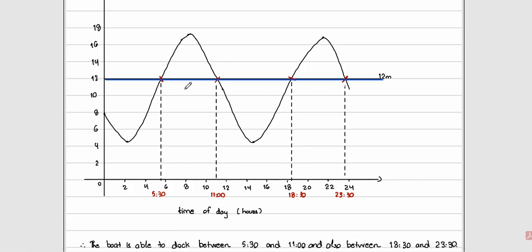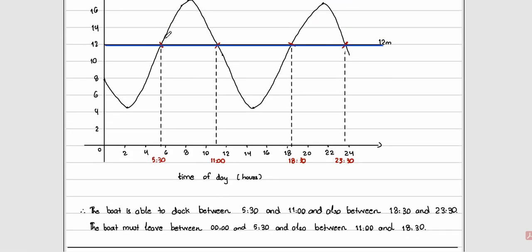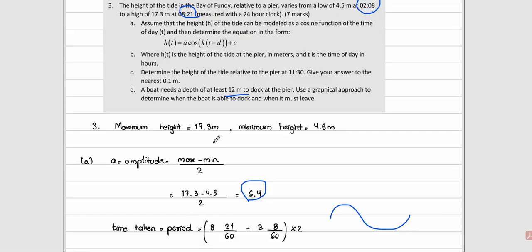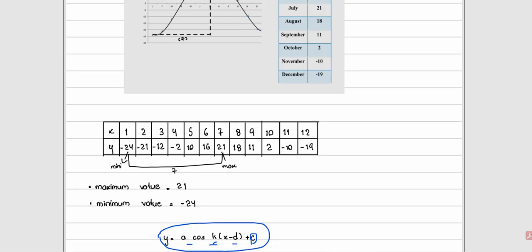So the boat is able to dock between these times when the tide is high, and also between 18:30 and 23:30. These are the two intervals when it is able to dock. And then the boat must leave between 0:00 and 5:30 when the tide is low, and also between 11:00 and 18:30. So that is the end of the question and also the end of my presentation. Thank you.